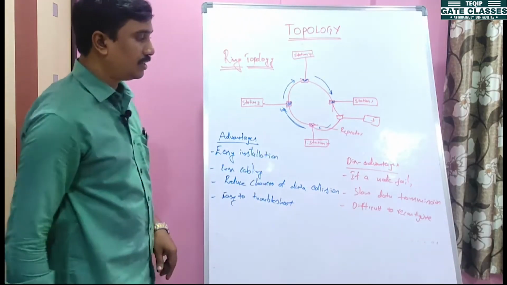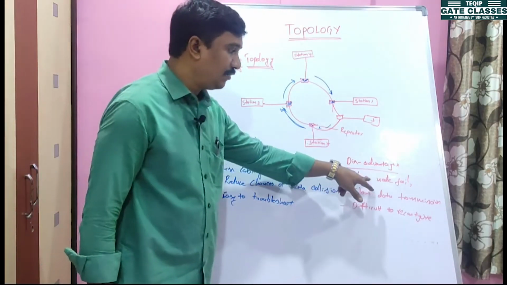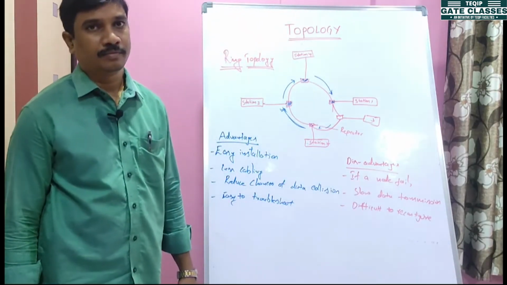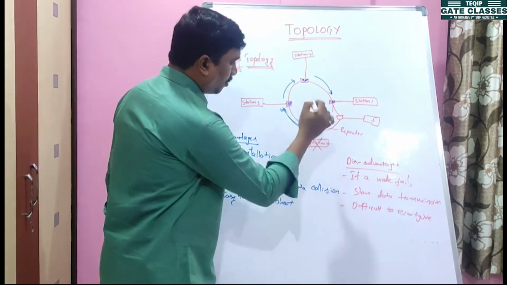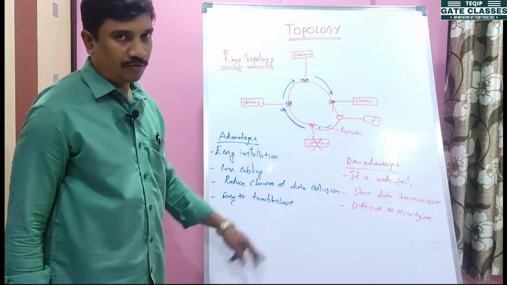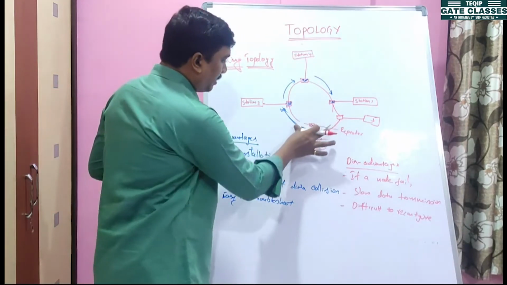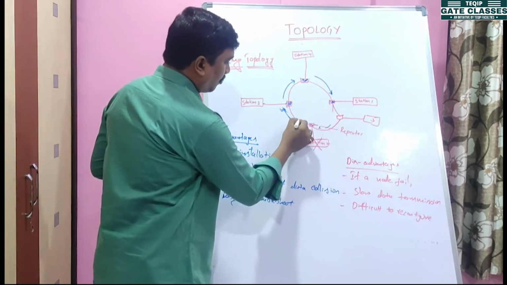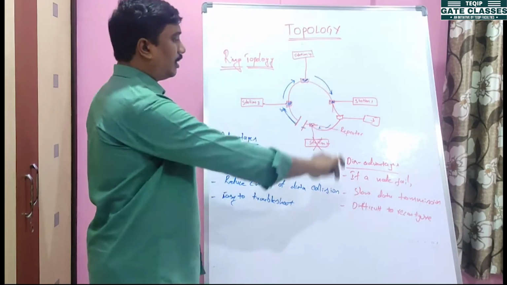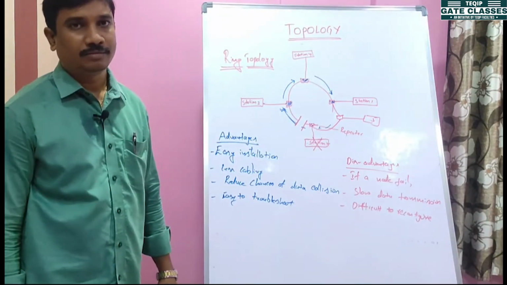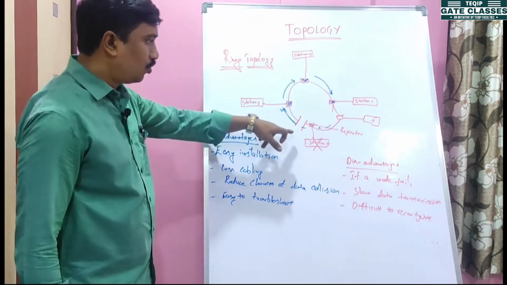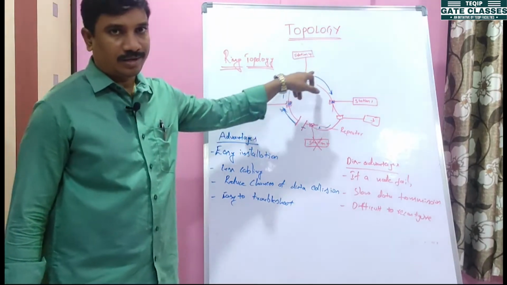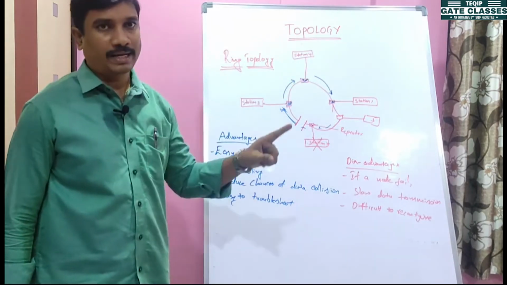And what are the disadvantages? Coming to the disadvantages, if a node fails, what happens? If a node fails here, no problem. But if the cable fails here, it is a big problem, because the data is moving in only one direction, either clockwise or anti-clockwise.